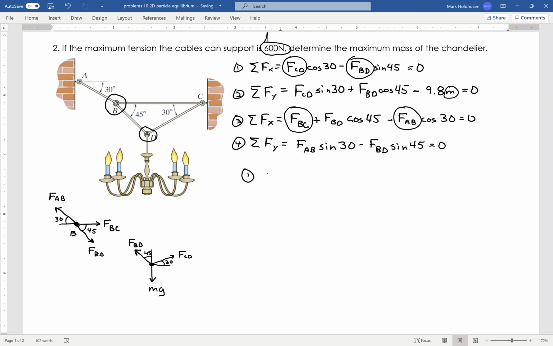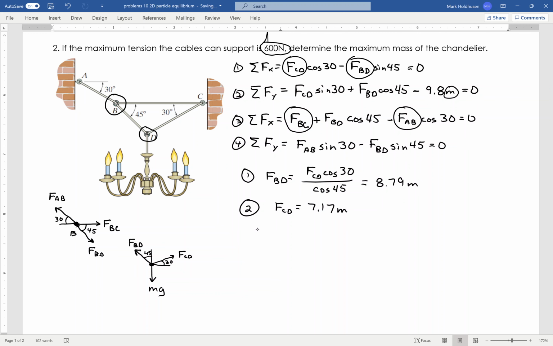And from equation 1, I get FBD equals FCD cosine 30 over cosine 45. Now what I'll do is I'll take FBD, plug it into equation 2, and then just to save some time, from that I'll find that FCD equals 7.17 m. Now knowing that, I can plug that into the equation above and get that FBD is 8.79 m. So I'm not done yet, but what I know now is FCD is not the largest force, right? FBD is bigger than FCD.